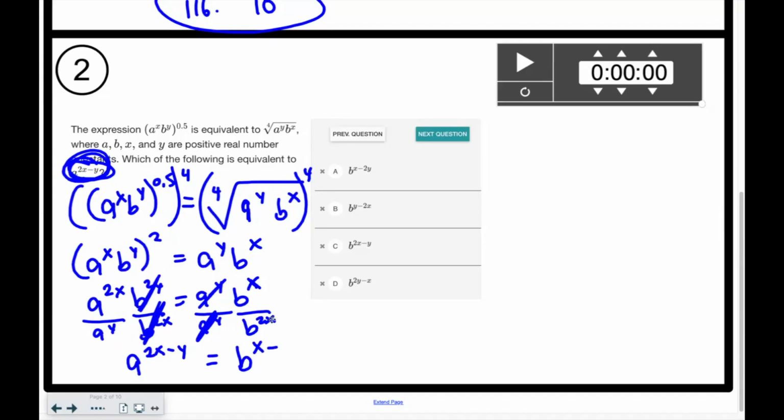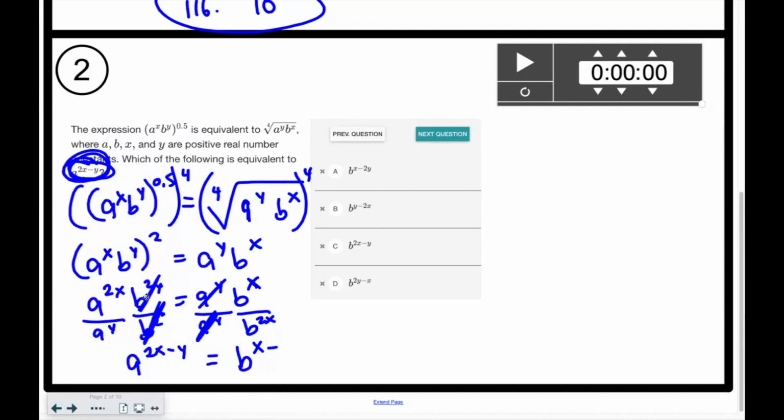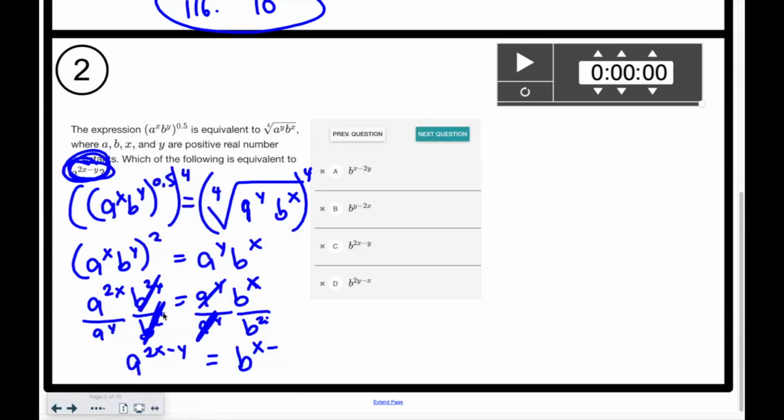minus, this should be 2y. I did not write that very well. This was b to the 2y, so I should have been dividing each side by 2y. So this is x minus 2y. And then when we look, a to the 2x minus y is equivalent to b to the x minus 2y, which is a.